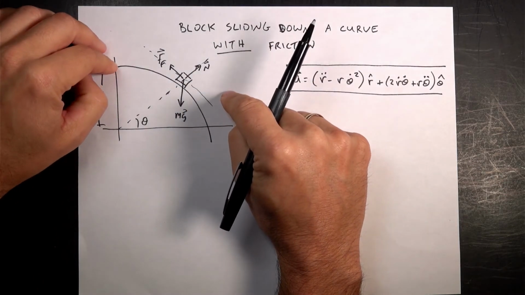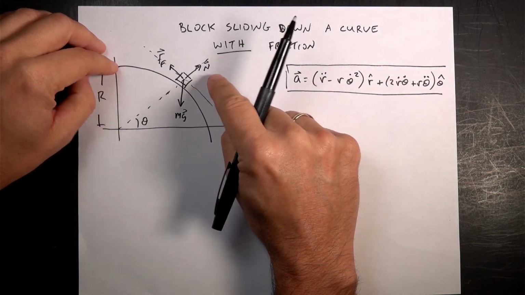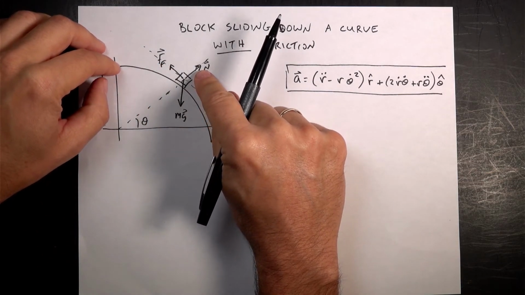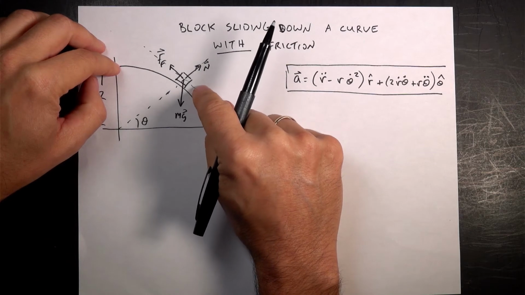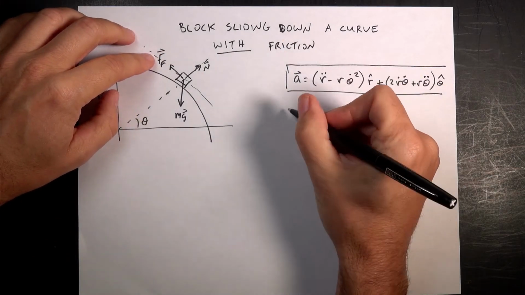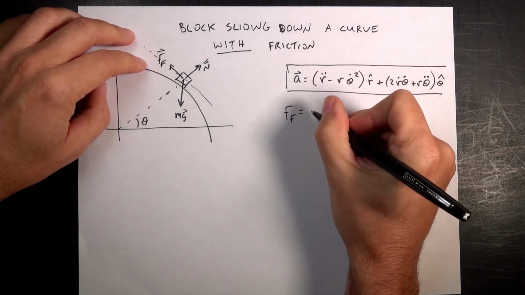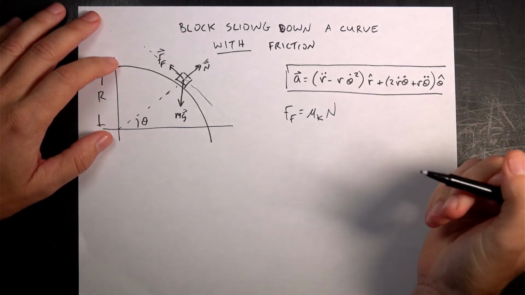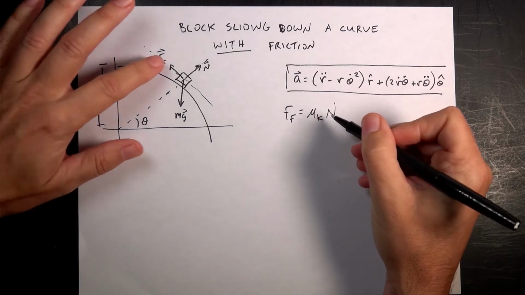Now, what makes this a complicated problem is that as this block moves, the normal force changes both direction and magnitude with the speed of the block, and so that changes the friction force. Remember that the magnitude of a friction force is equal to the coefficient of kinetic friction times the magnitude of the normal force. So as the magnitude of this changes, the magnitude of that changes.